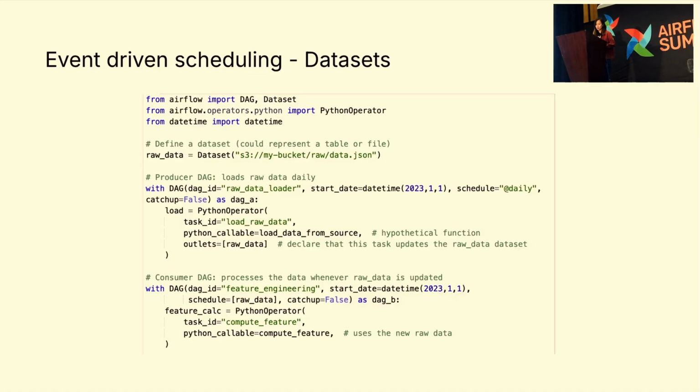So in the example here, you can see that we first define the raw data, and then in the upstream DAG, we declare that this DAG is producing to this dataset through that line, outlets equal to the raw data. And then in the consumer DAG, instead of saying that the schedule equals some cron scheduling, we declare that the schedule equals the raw data. So whenever this dataset is updated, the consumer will know automatically that it should trigger a new run. And this replaces the rigid cron timing.